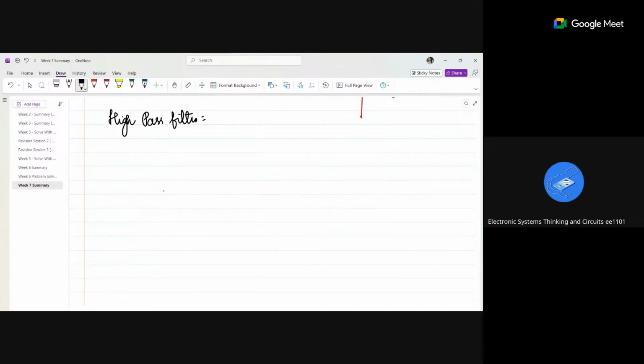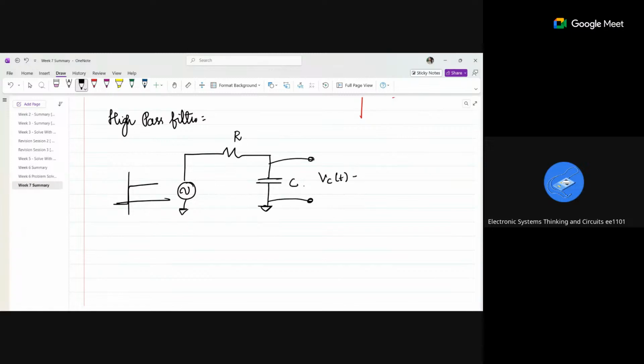So for that, the same thing I will take. There is a step input given to an R and C circuit. And I know the voltage across the capacitor is nothing but, if this point is Vm u of t, it is Vm (1 minus e power minus t by RC). Given initially the capacitor is discharged.